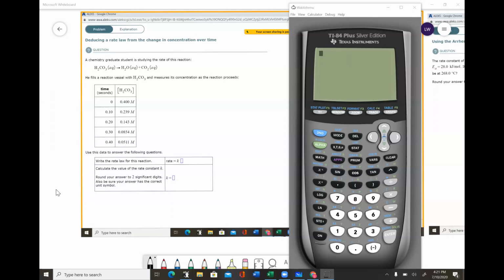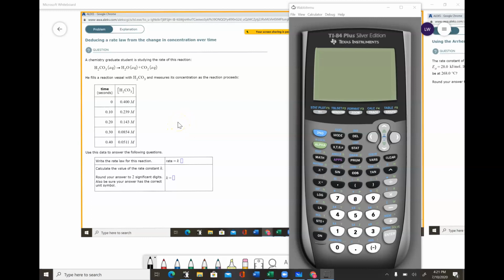We're then asked to calculate the rate law, which really just means figure out the order with respect to each reactant. There's only one reactant in this case. And then also to calculate the value of the rate constant. So what we're going to do is use the rules that we know about integrated rate laws to figure out what the order is with respect to the H2CO3. I'm going to show you how to set this up in the calculator, and then how to solve this using slopes.